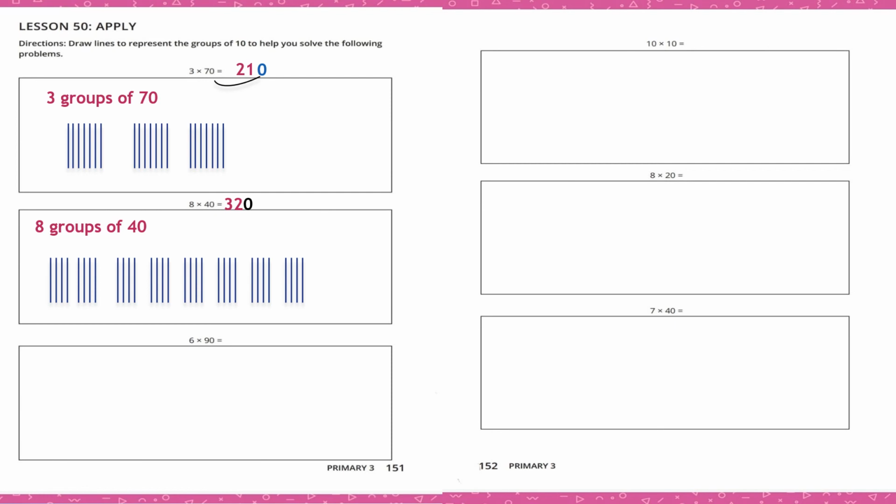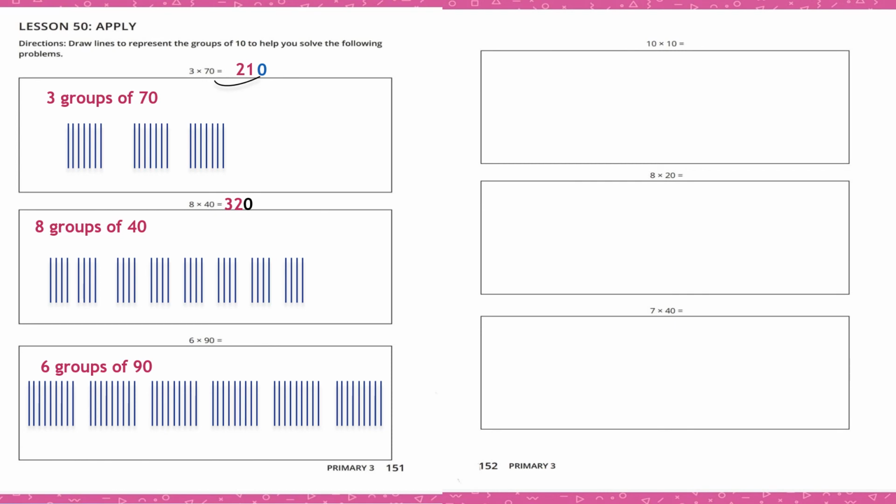Okay. Again, the next one. 6 times 90. It means 6 groups of 90. Each group contains 9 sticks for 90. So 6 groups of 90, I can add 90 plus 90 plus 90, 6 90s. But if I want to solve them using multiplication, I will take 0 out. I said before, if I have 0 in factors, I will take 0 out. And multiply 6 times 9. 6 times 9 is 54. And we have 0 here in ones.